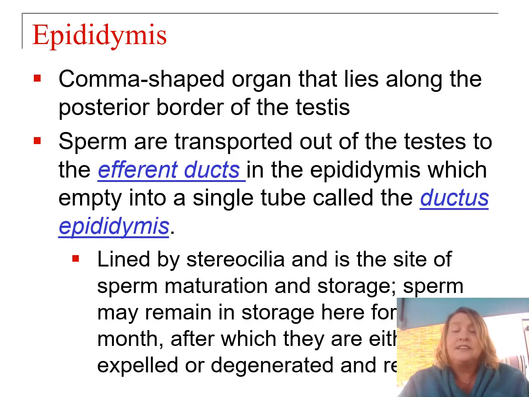Okay. And these ducts are lined by stereocilia. And this is really where sperm do their final maturation, in a sense. There's some other maturation that occurs in the female reproductive tract, and we'll talk about that more when we talk about fertilization. But really, sperm maturation, the epididymis will store sperm, and they can remain in storage for a while, and either they'll be reabsorbed or expelled, right? Degenerated, reabsorbed, or expelled.